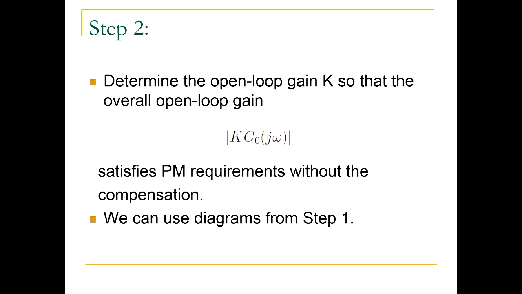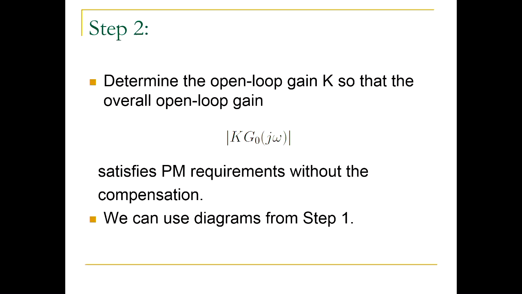But now we are saying here is another K, and we want to pick this K so that we satisfy phase margin requirements without any compensation. So we just want to see how much gain we would need if we just played with gain. How much gain would we need to achieve the required phase margin?